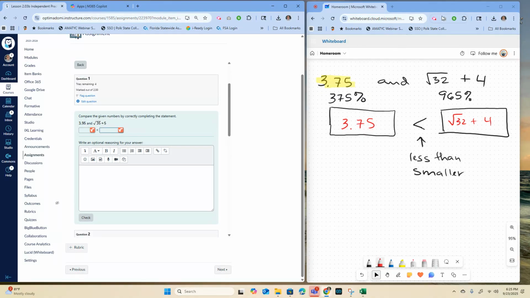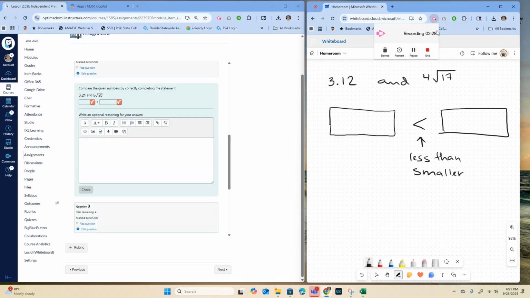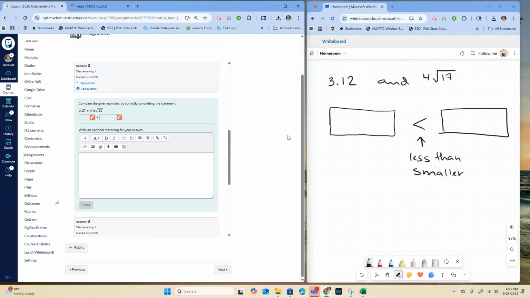Let's go to problem number two. All right, so here's problem number two. Again, I'm going to use similar numbers. You're comparing here 3.21 and 5 square root of 20. I'm going to use 3.12 and 4 square root of 17. Again, what I did in the first problem, I'm going to make whatever decimal into a percentage. Whatever is not a decimal, I'm going to make it a decimal and then a percentage. And it's much easier to compare the percentages than the decimals.